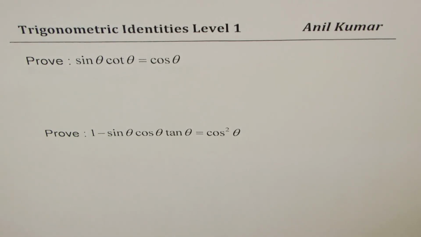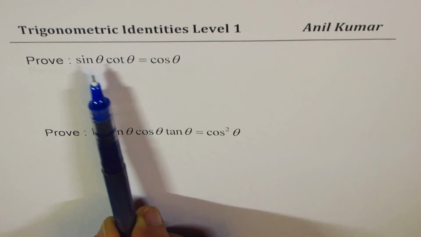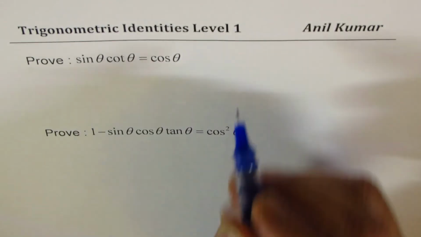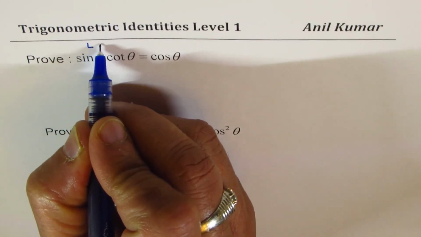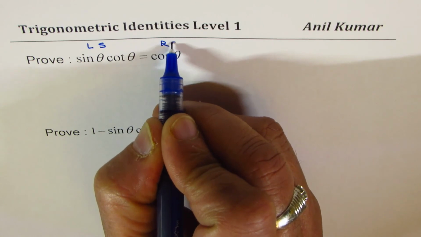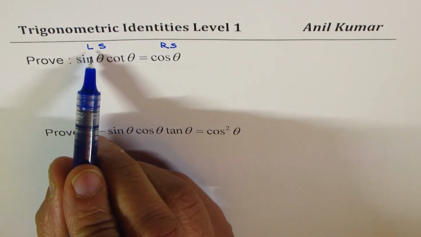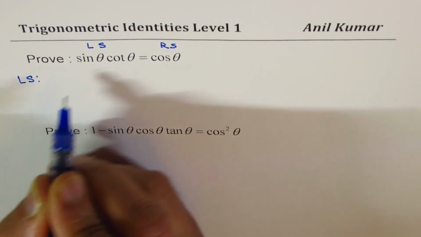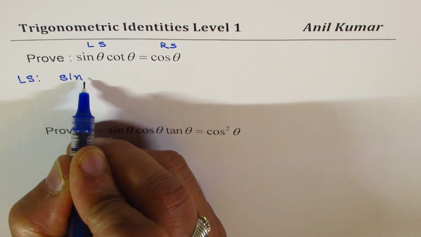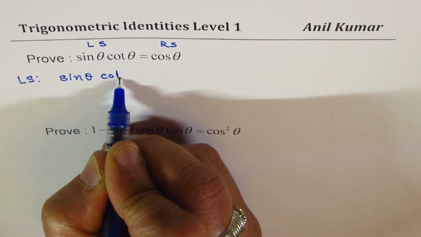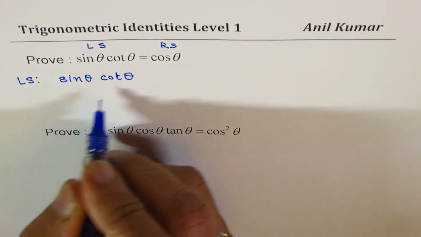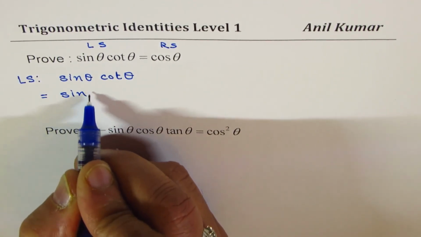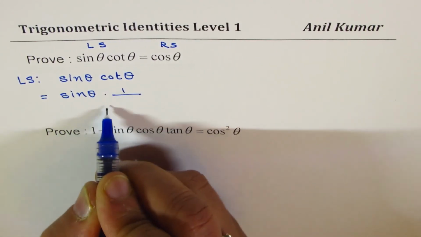Let us start with the very first question, which is sine theta times cot theta equals cos theta. Now to prove identities, we call this side the left side and this the right side, right? So the idea is to start from one side and prove the other one. So let's start with the left hand side. The left side is given to us as sine theta times cotangent theta, right? Cot theta can be written as the reciprocal of tan theta. So we could write this as sine theta times 1 over tan theta.